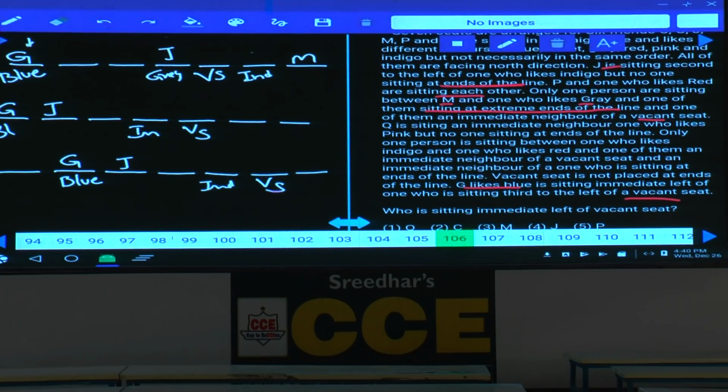Now, can grey be at this place? Tell me here, can M be at this place? If M is here, 1, 2, grey and indigo must be in the same place, which is not possible. As that is not possible here, in the last position must be grey. If this is grey, then this person must be M. Now again check here, between grey and M there is only one person, at the same time one is adjacent to a vacant seat, and the other one is what?